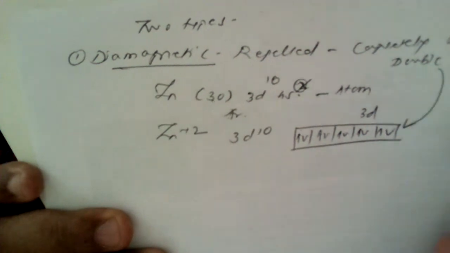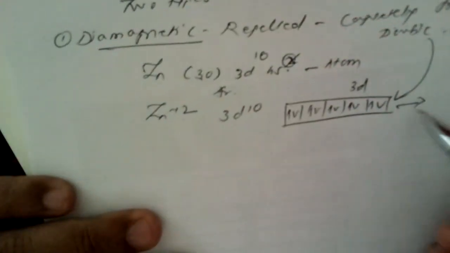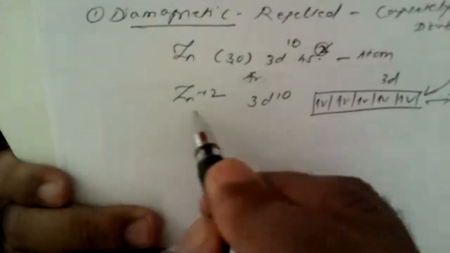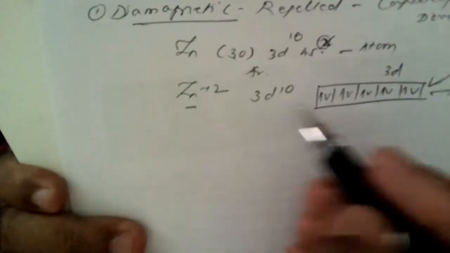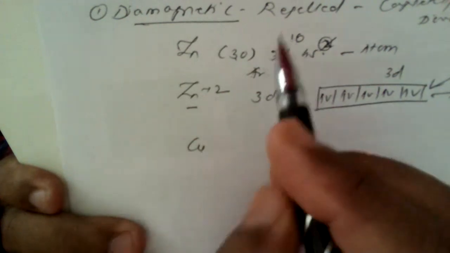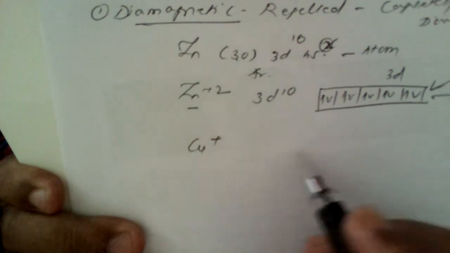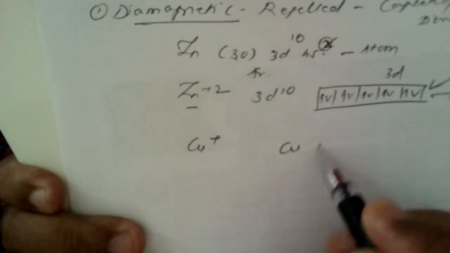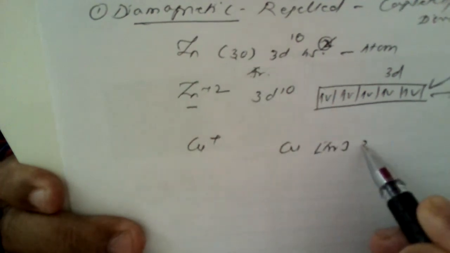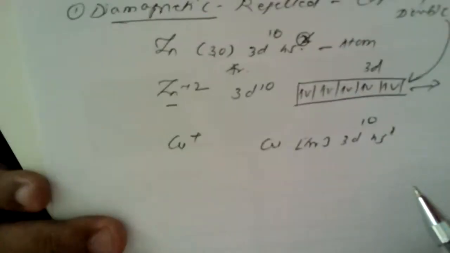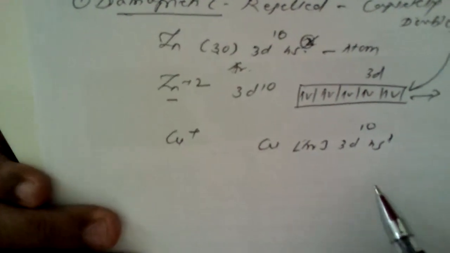So whenever there is a double occupancy of electrons, or when the 3d orbitals are completely filled, then such substances are diamagnetic in nature. So this is the best example of diamagnetic character. For example, again, copper +1. As we know, atomic copper has its ground state electronic configuration like this. This is the ground state electronic configuration of copper.